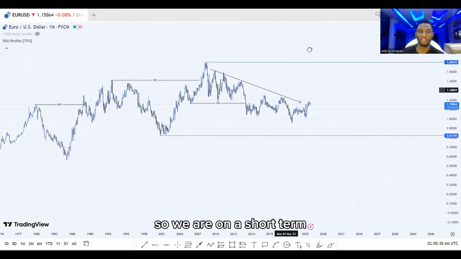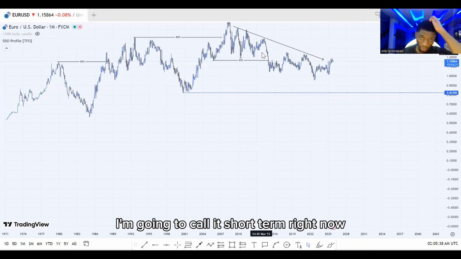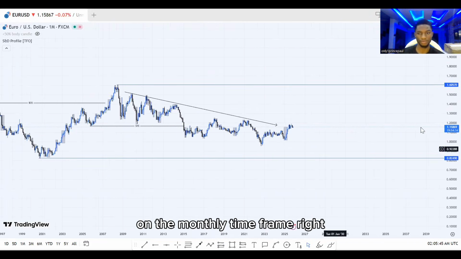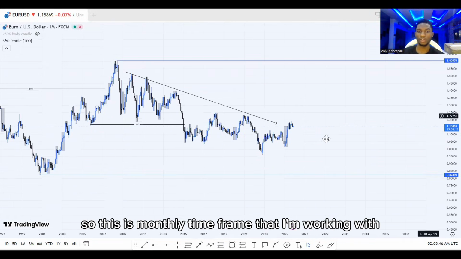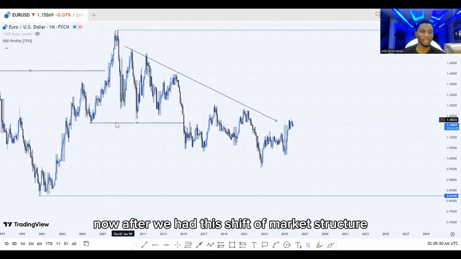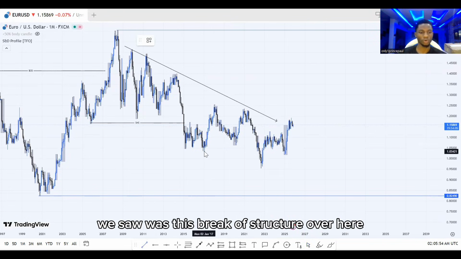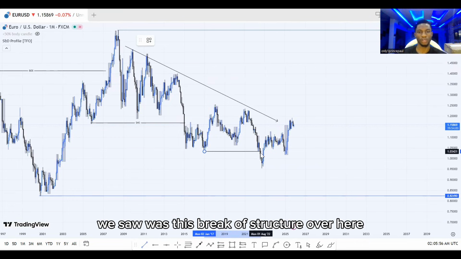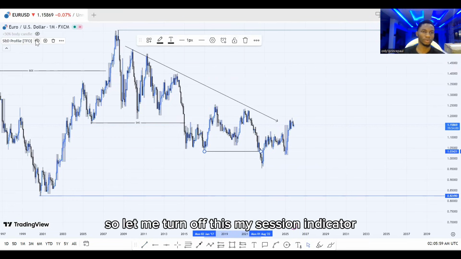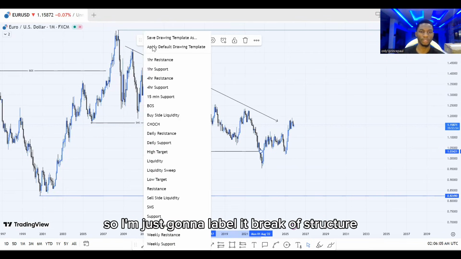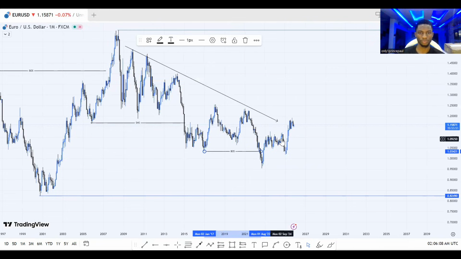So we are on a short term, I'm going to call it short term right now, but we're on a short term sell on Euro USD on the monthly time frame, right? So it is this monthly time frame that we're working with. Now, after you had the shift of market structure, the next break of structure we saw was this break of structure over here. So let me turn off this my session indicator. Was this break of structure over here? So I'm just going to label it break of structure.